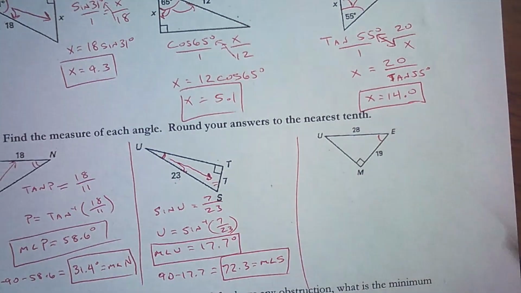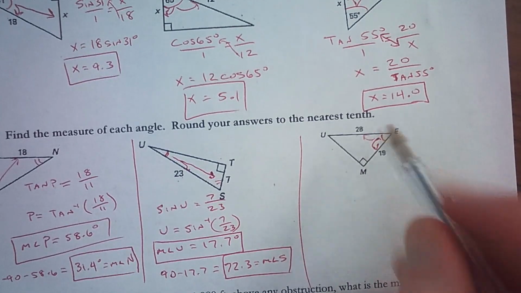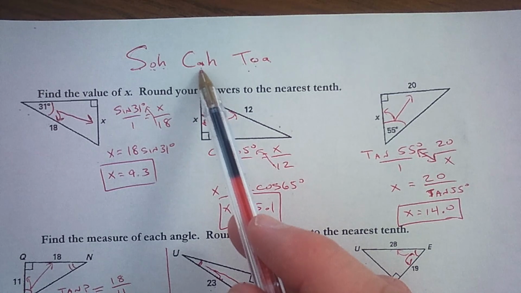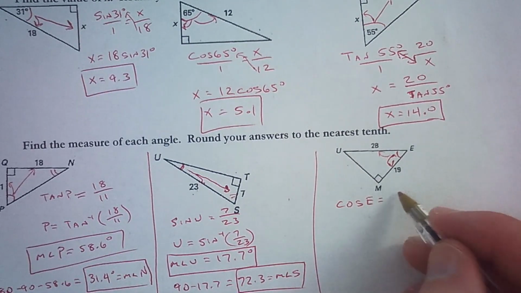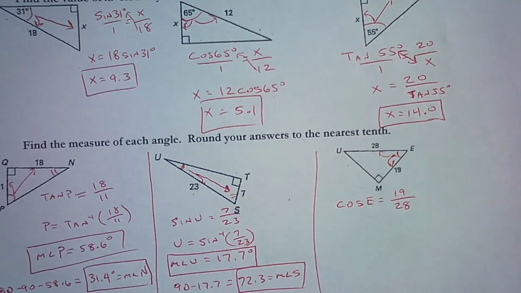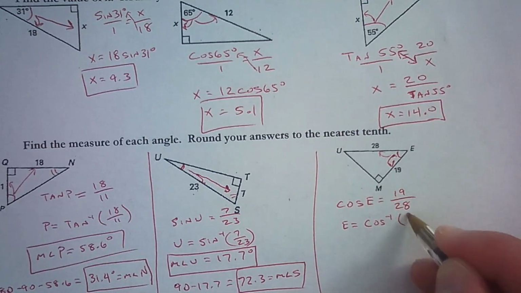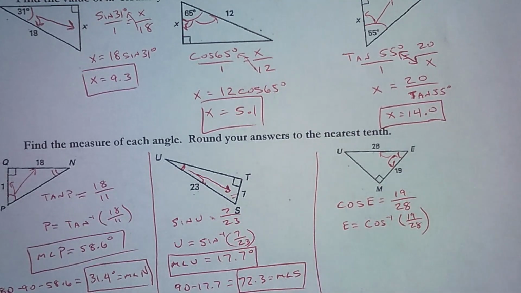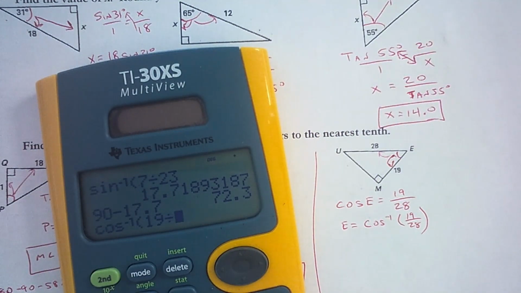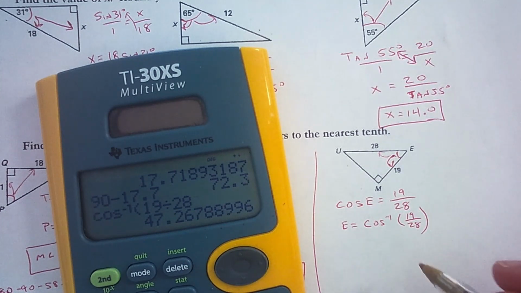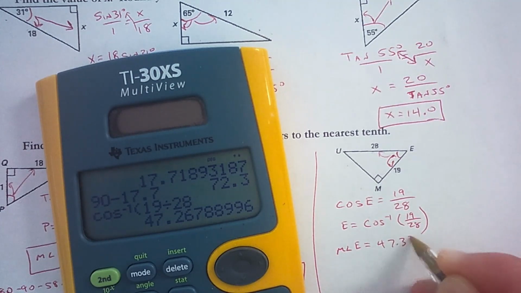So on our next triangle, let's start with angle E. So we have the adjacent leg and the hypotenuse. Adjacent and hypotenuse is under cosine. So we're going to use cosine this time. Cosine E is equal to the adjacent leg over the hypotenuse. So E is equal to the inverse cosine, 19 over 28. So second cosine, 19 divided by 28. So we get 47.3. So the measure of angle E is 47.3 degrees.